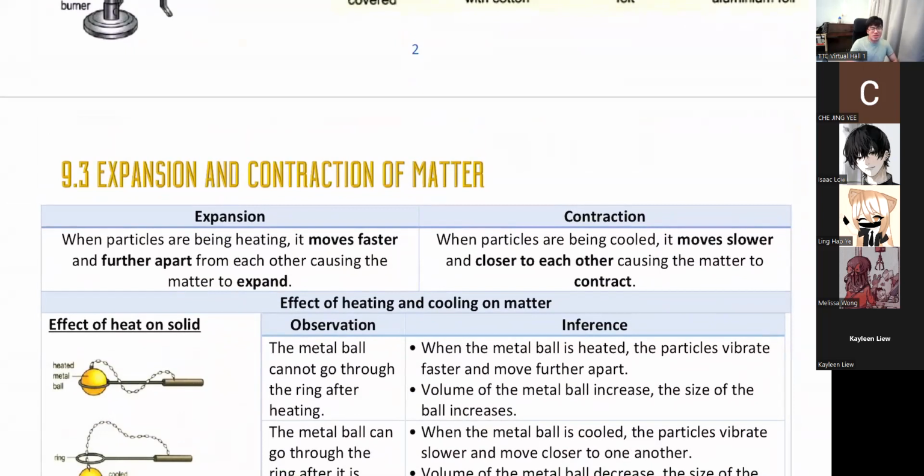Right. So guys, let's go to 9.3. Sorry. You already learned this in primary school. You know what expansion is, right? That means perkembangan. What is contraction? Pengecutan. So what happens when things are hot? Particles vibrate faster, they get further apart, so they expand. Contraction is the opposite. They vibrate slower, move slower, get closer to each other, then they contract.